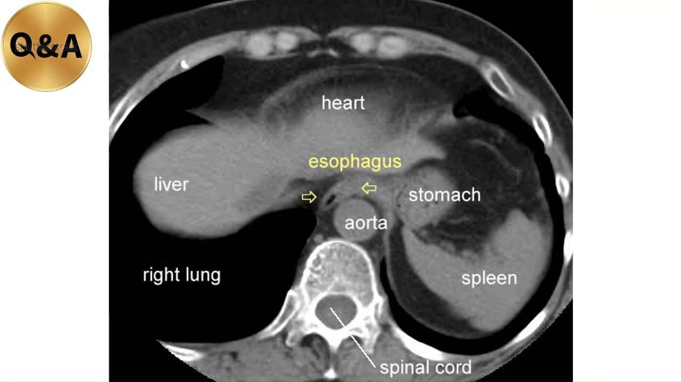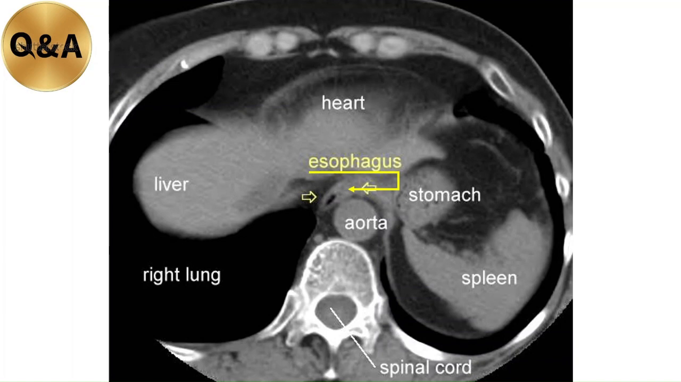Let's ask questions about this image. What is this image? This is a CT scan. A CT scan is a sort of X-ray that will take slices of the body, either transverse views or sagittal views. This is a transverse view, and where are we?